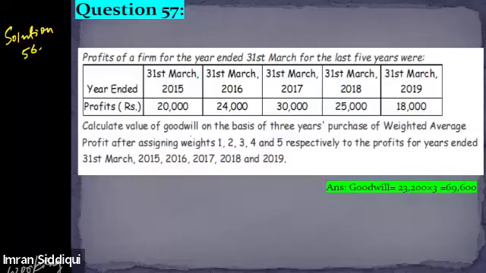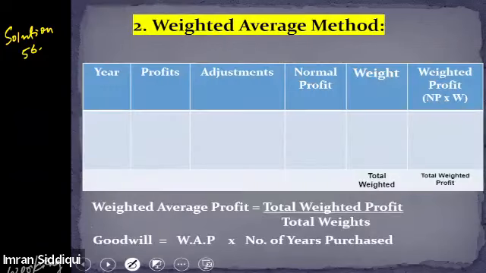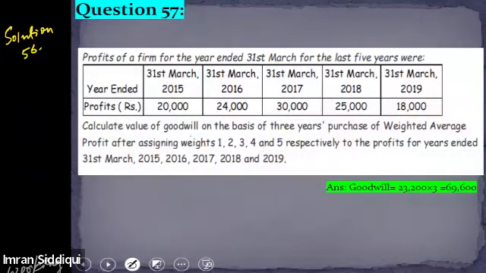So you won't be required to make a column for the adjustment. Let me just solve it here only. Profit for different years are given, na? Okay, let me just do it here.